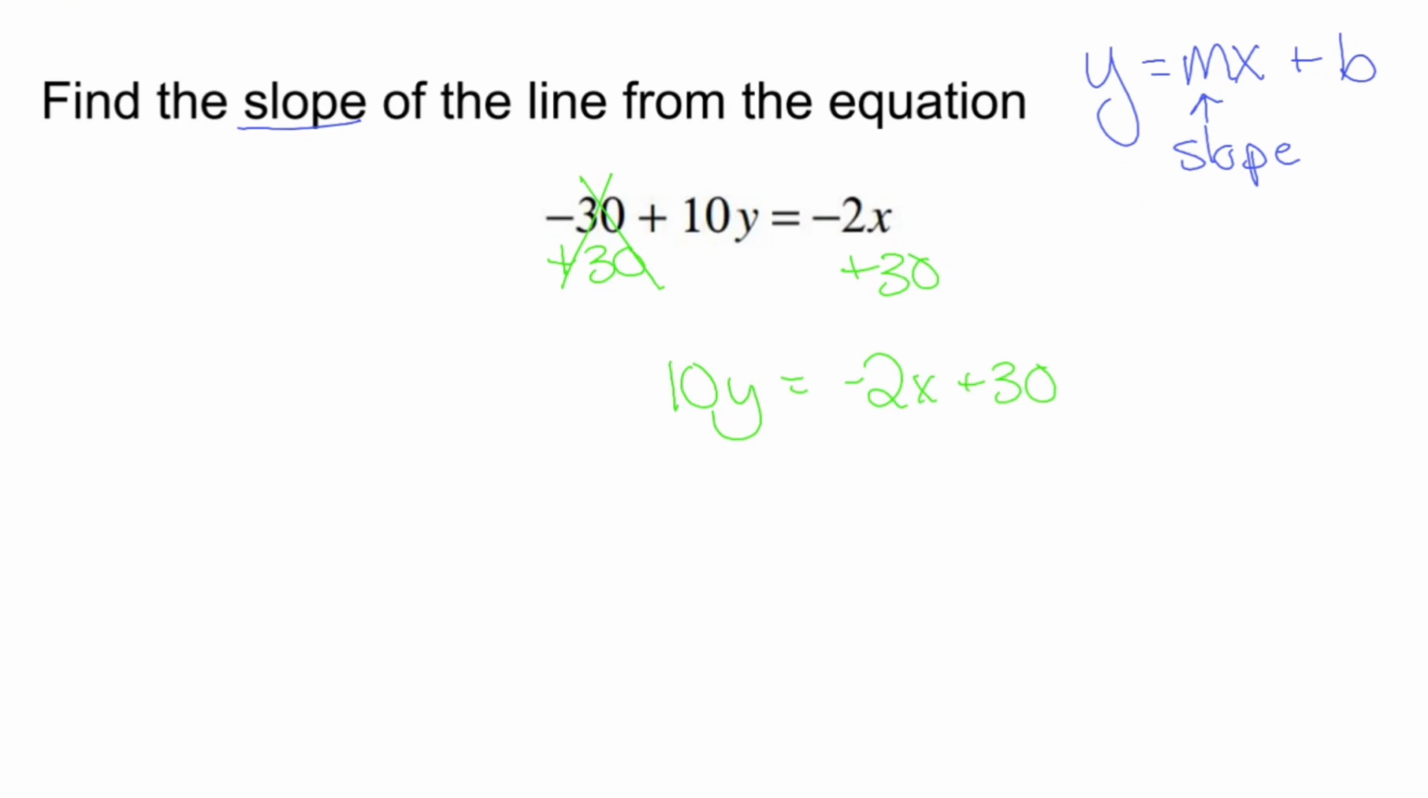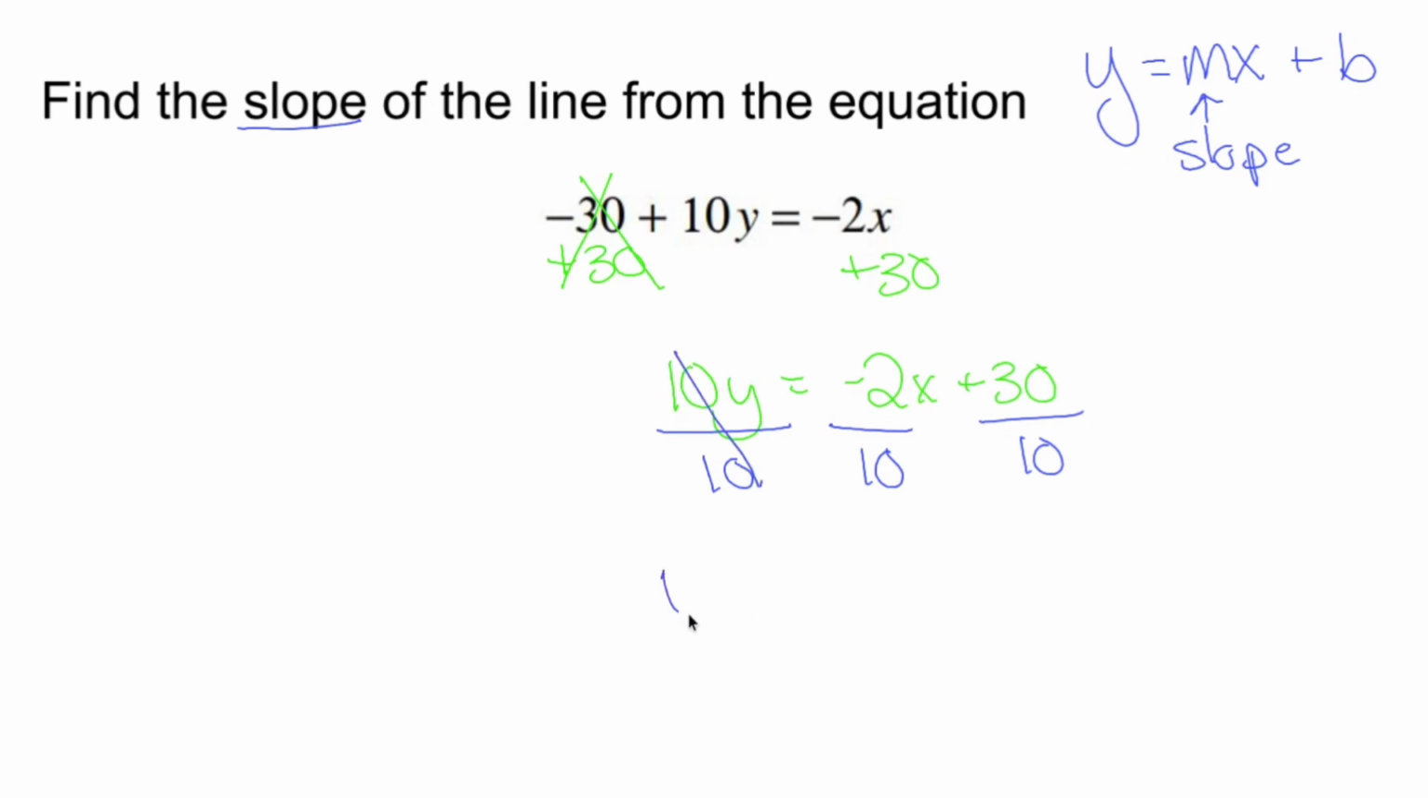Now, am I done? No, because my job is to get y all by itself. Y isn't all by itself. 10 is being multiplied to y. How do you get rid of a 10 that's being multiplied to y? Well, you divide by 10. You literally divide everything, both sides, by 10.